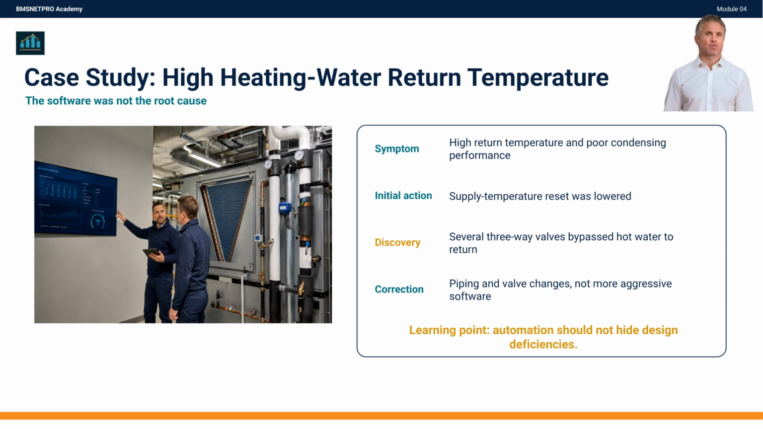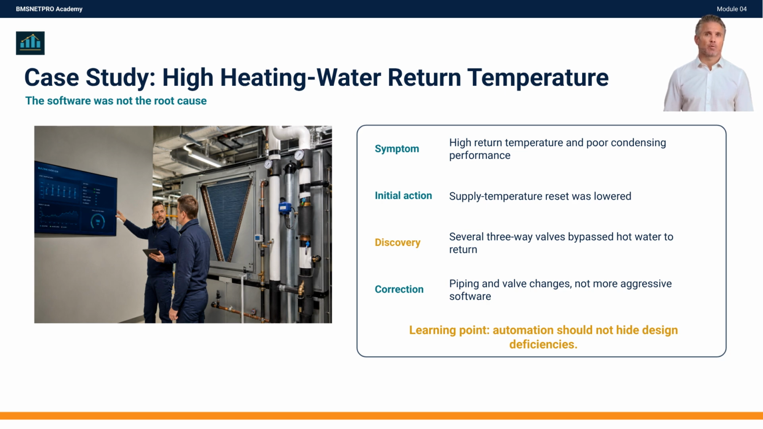This case study is a strong reminder that software is not always the root cause. The site had high heating water return temperature and poor condensing boiler performance. The first response was to lower the supply temperature reset. That sounds logical, but comfort complaints increased, and the plant still did not perform as expected. The real issue was in the physical distribution system.